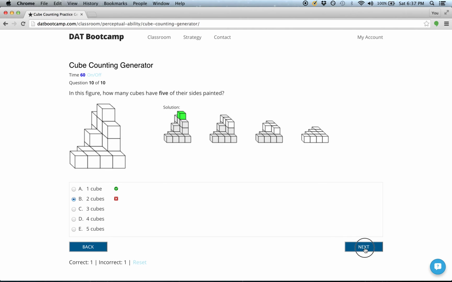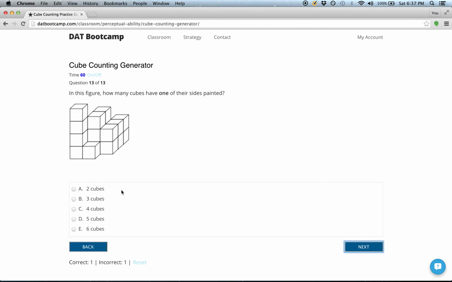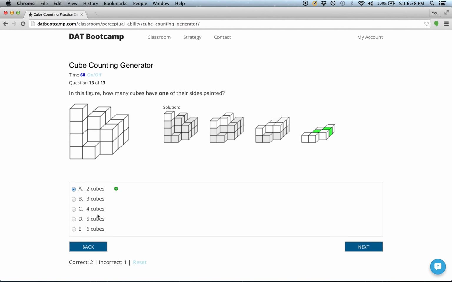So let's look at another question real quick, generate a new figure. All right, so for this one, how many cubes have 1 of their sides painted? So you choose an answer. Well, I'm really good at this. So the solution will break down the figure for you layer by layer.